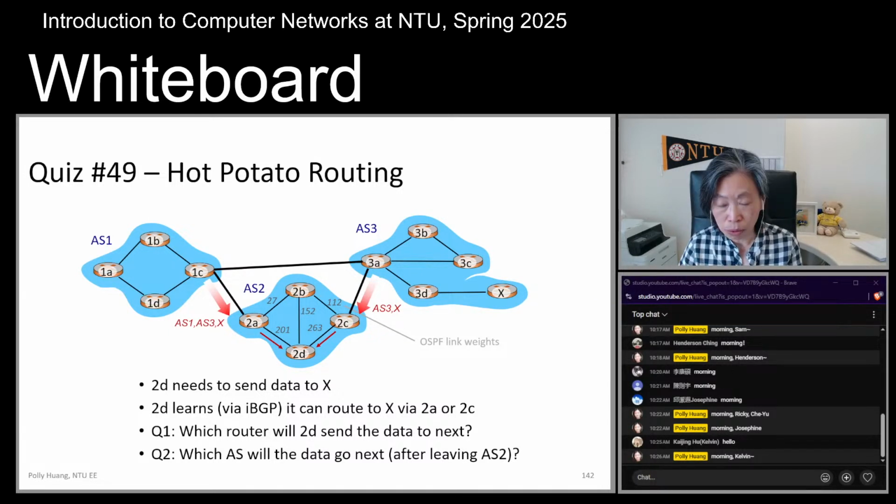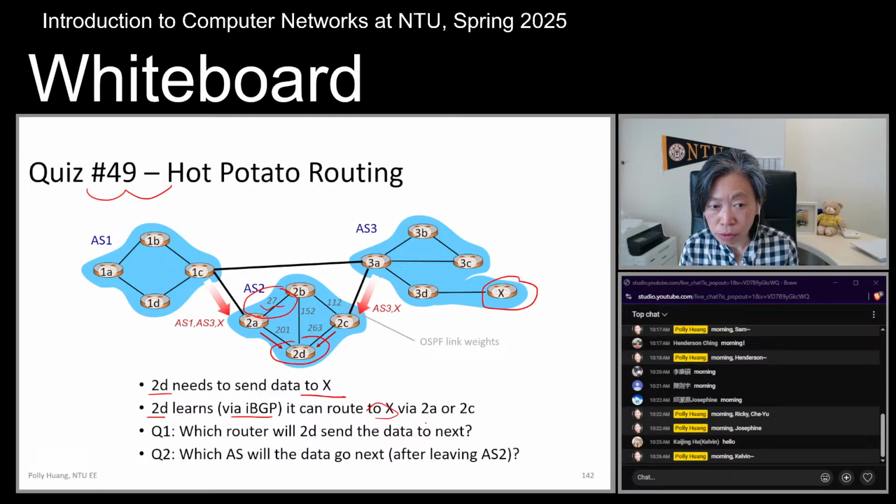Okay, good. So quiz 49 here, you see that the scenario is pretty much the same, except that Poly has added a link between 2A and 2B. And the link cost is 27. So 2D here is still the sender. It needs to send data to destination X, just like in the video. And 2D learns through IBGP that there are routes to X through either this gateway router or this gateway router.